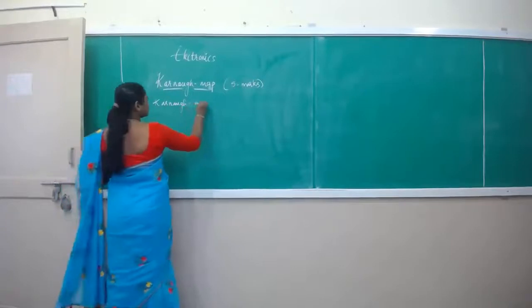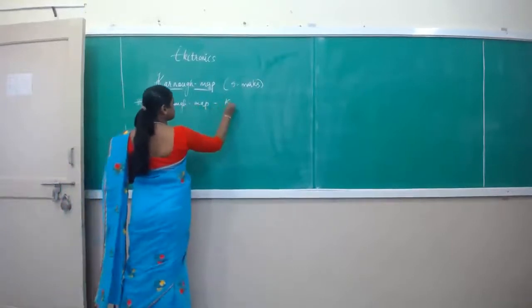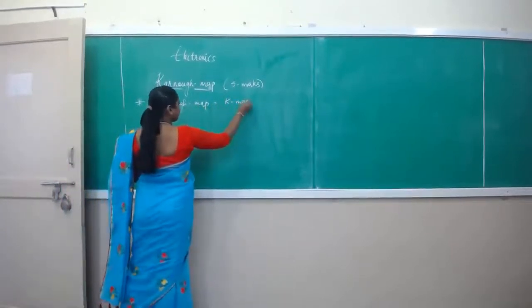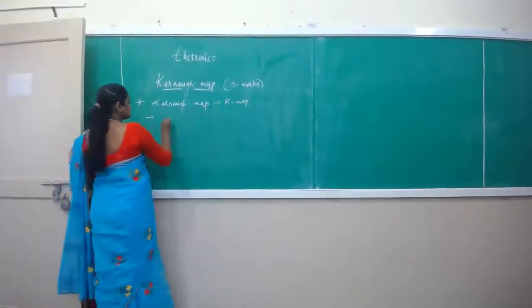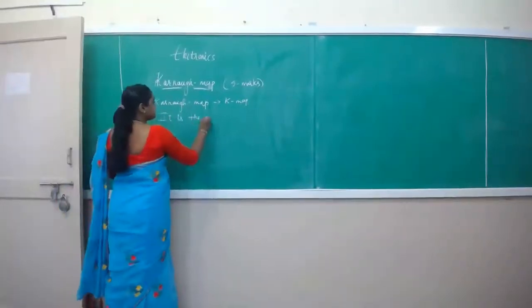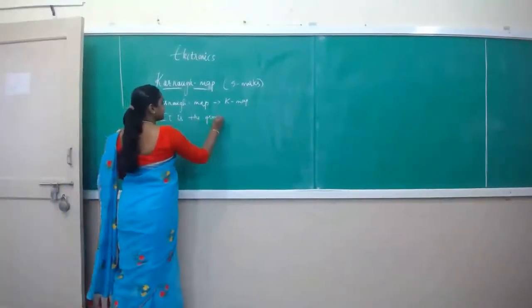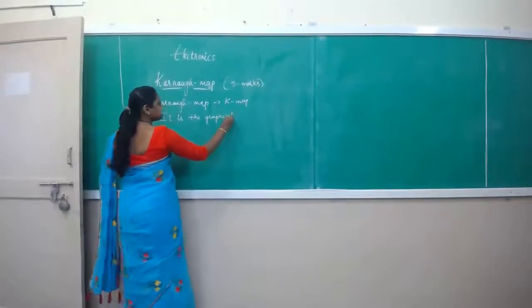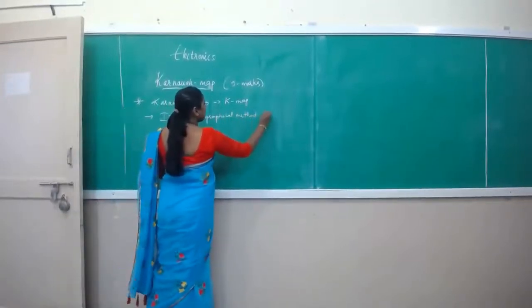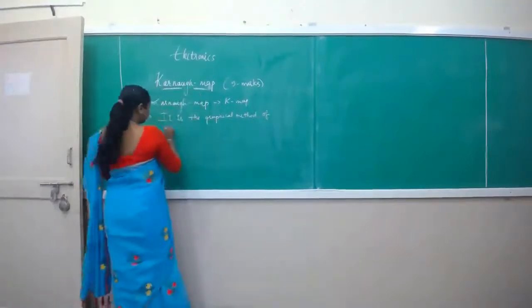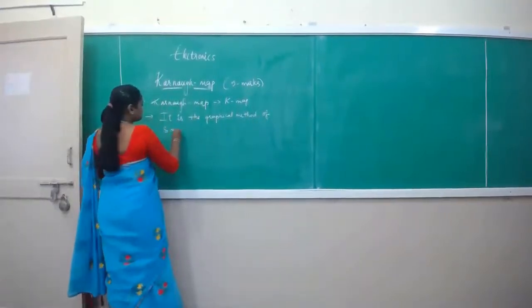Karnaugh map, called K-map. Definition: it is the graphical method of simplifying Boolean expressions.